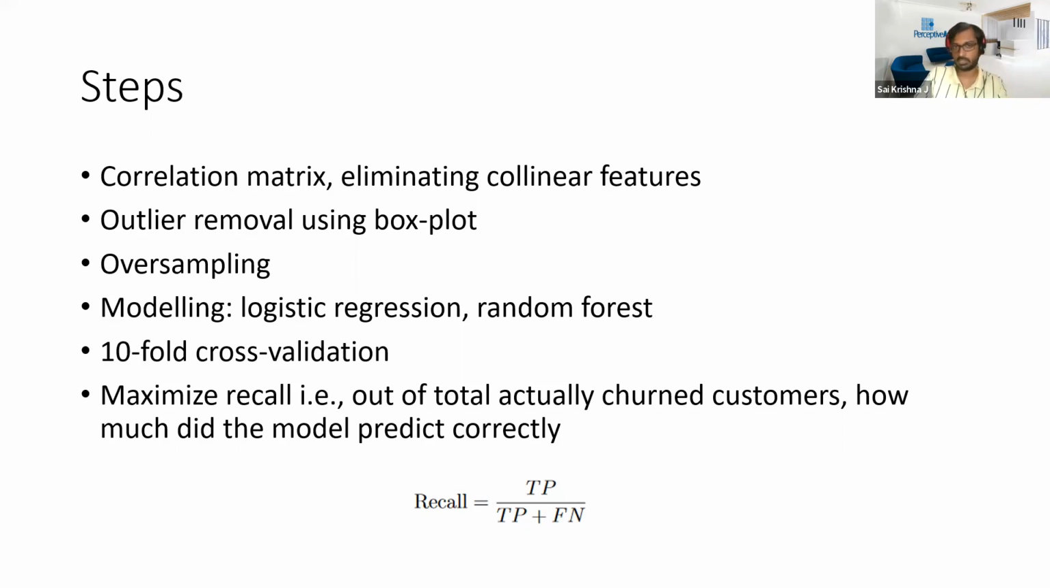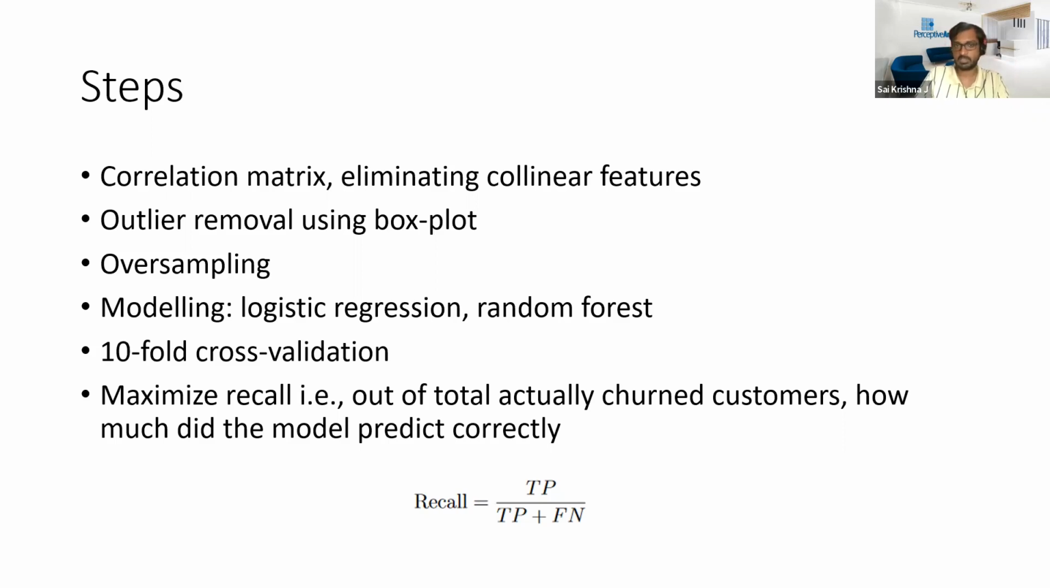So that is why we call it oversampling. They used this particular SMOTE technique. And then for modeling, they tried out two methods. One was the logistic regression model and the other was the random forest model. And they performed tenfold cross-validation.